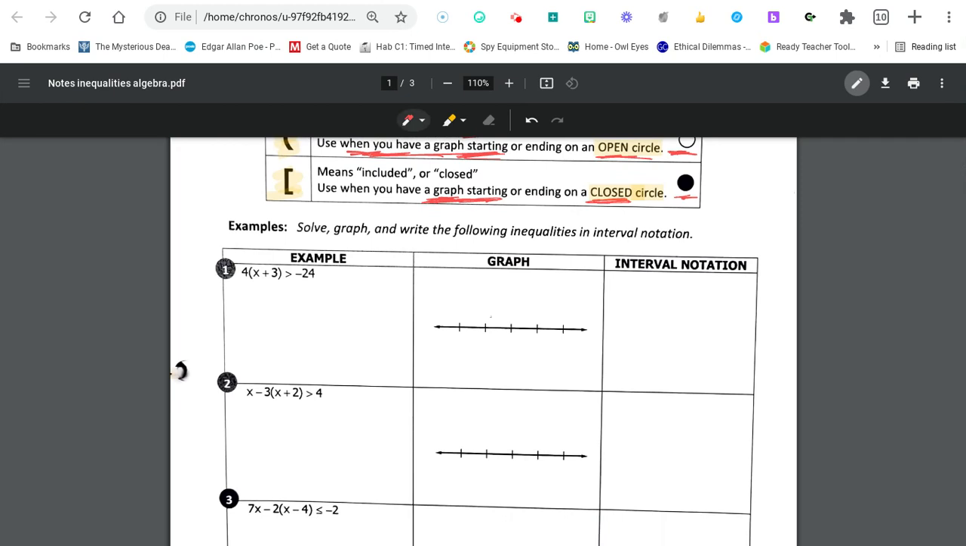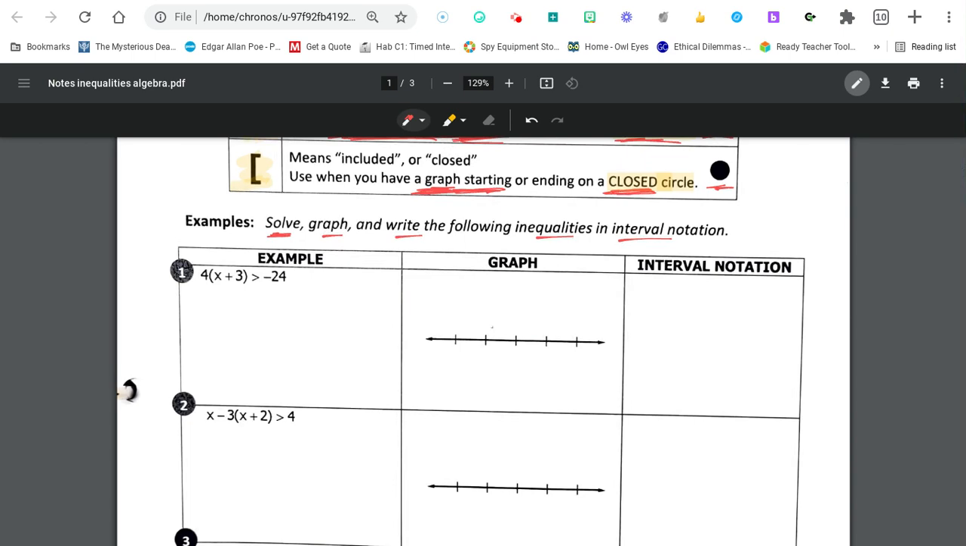Keep in mind the golden rule. If we multiply or divide our inequality by a negative, let's not forget to flip our symbol, okay? All right, so what we're going to do on these examples is we're going to solve, graph, and then write the inequalities in interval notation. Okay, let's look at number 1. So you have parentheses. You're solving the same way you solve an equation, so we'll just use the distributive property. 4 times x is 4x, and 4 times 3 is plus 12, greater than negative 24.